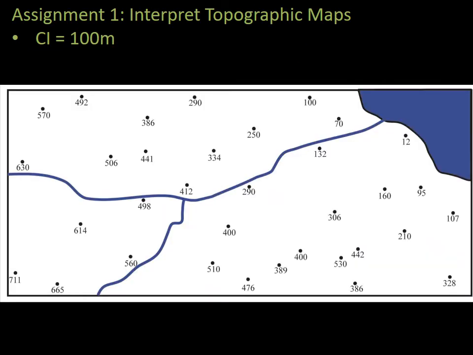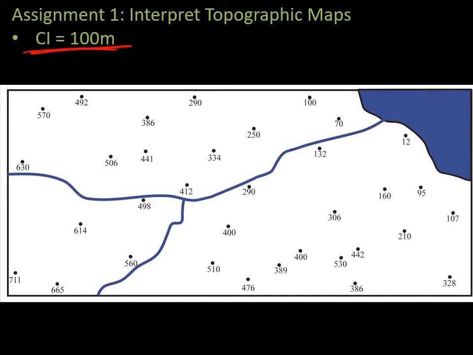In this part of the assignment, you're asked to produce a topographic map using the elevations given here. And we know two things. One, that the contour interval is 100 meters. So we're going to draw a line representing elevations of 100, 200, 300, etc. And two, by definition, a topographic line is a line that connects points of the same elevation. Even if those points aren't labeled on the map, you can figure out where they are.